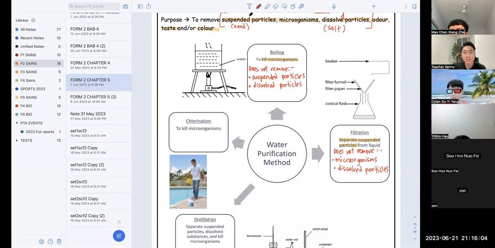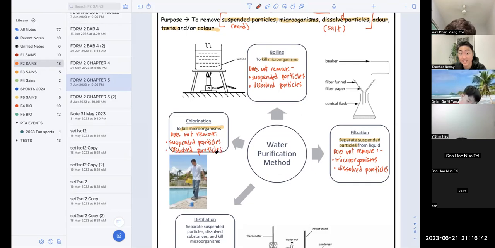Okay, next one, chlorination. Adding chlorine into swimming pool. Yes, it cleans my water. It kills microorganism, but does it remove the salt? The sand, does it remove the salt? No. All right, so same thing like boiling. Does not remove suspended particles and dissolved particles.